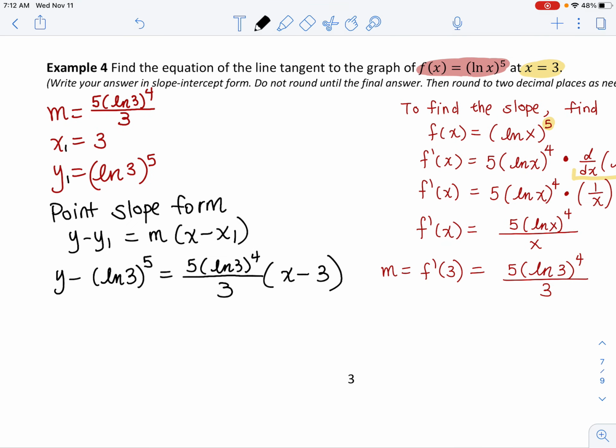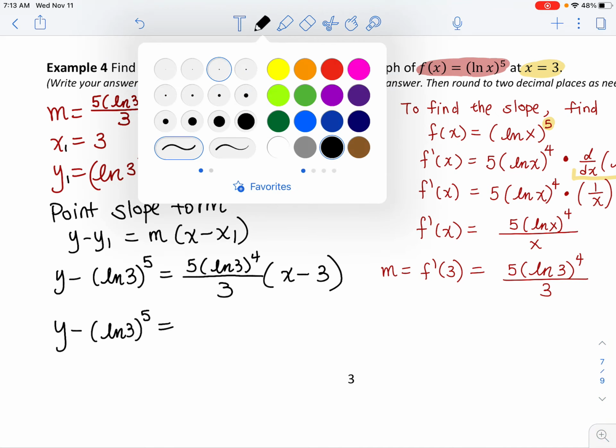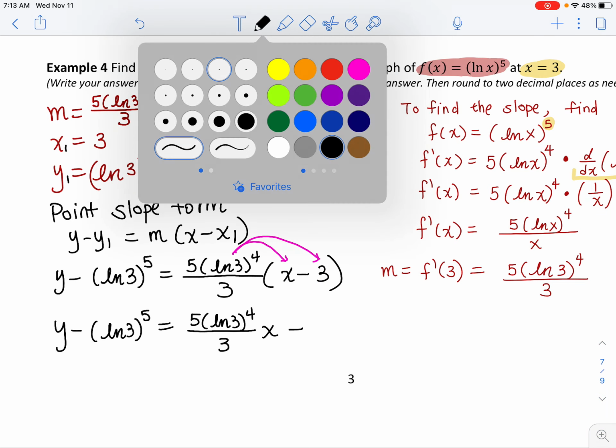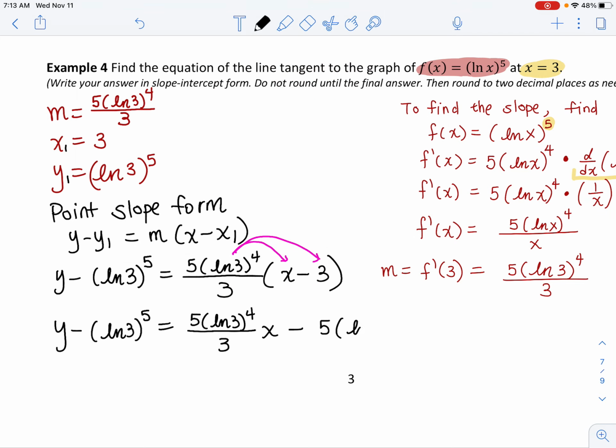Now, that is an answer, but it's not in decimal and it's not in slope-intercept form, so I'm going to have to keep on going. So y equals natural log of 3 to the 5th power. I did not change anything over there, but let me go ahead and distribute this slope. Okay? So I will get 5 natural log of 3 to the 4th power over 3 times x minus, now notice dividing by 3 over here and this 3 over there will cancel out. So the y-intercept is just going to be 5 times natural log of 3 raised to the 4th power.